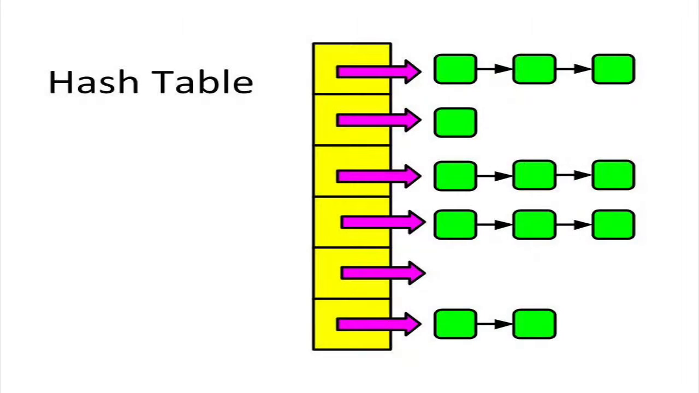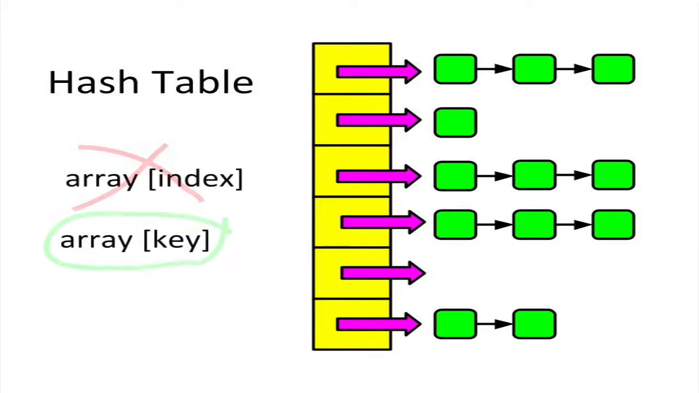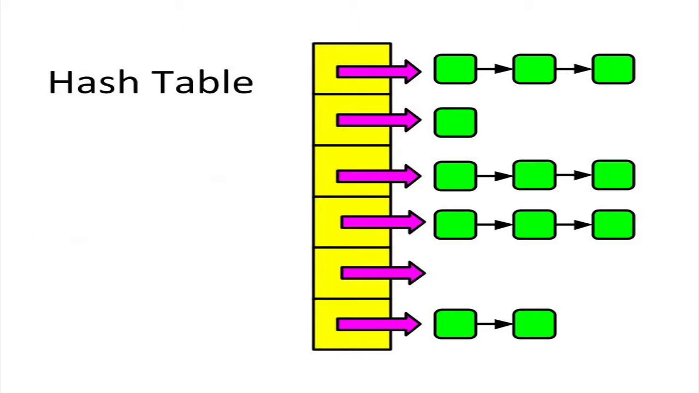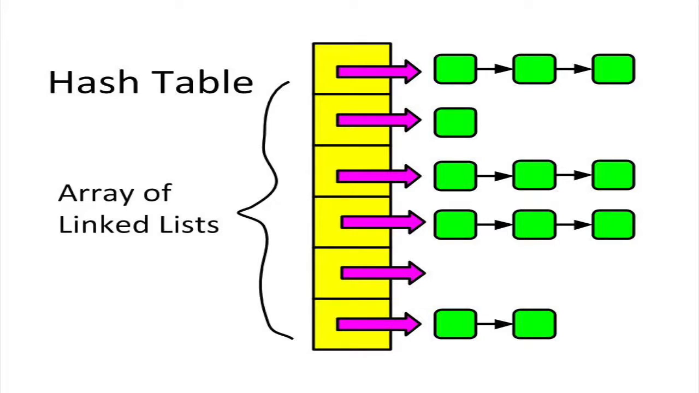A hash table is a data structure for storing key-value pairs. It uses keys rather than index numbers to look up table entries. To implement a hash table in C++, you would create an array of linked lists.